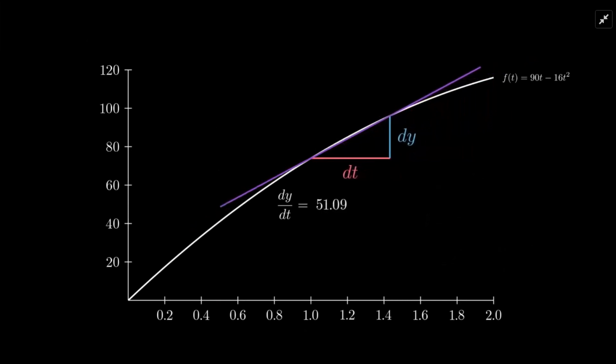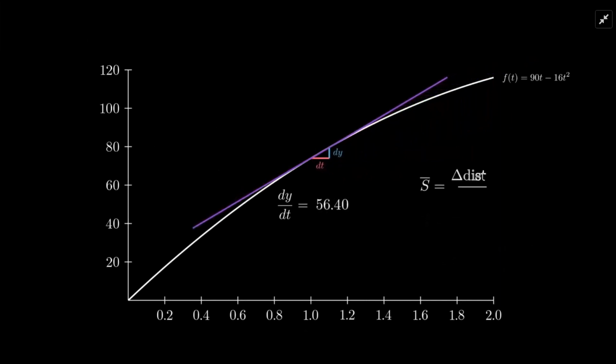Okay, dt is getting smaller now, down to 0.1. You notice that the gradient is increasing. And there it is, there's the gradient. Again, we calculate the average speed by putting the numbers into the function. And so it's from 1.1 to 1. You should match the gradient of the purple line, which is 56.4.